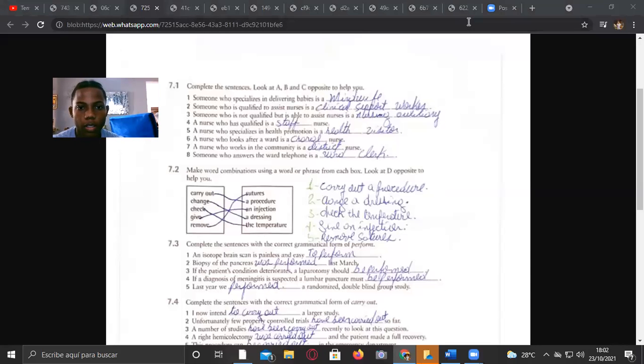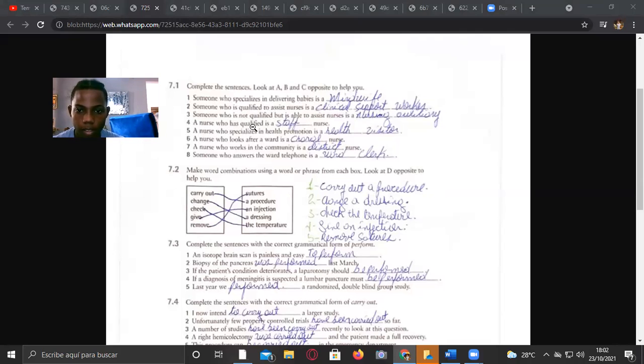So let's begin with 7.1. Complete the sentence, look at A, B, and C opposites to help you. Someone who specializes in delivering babies is a midwife. Someone who is qualified to assist nurses is a clinical support worker. Someone who is not qualified with this but is able to assist nurses is a nursing auxiliary.